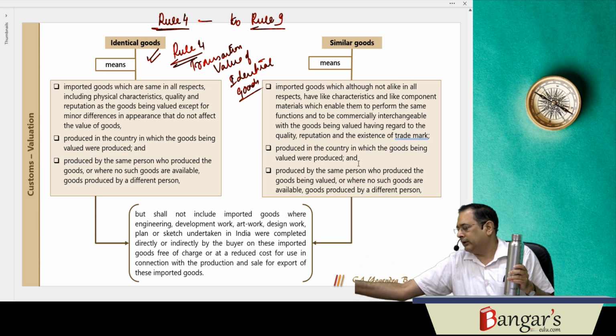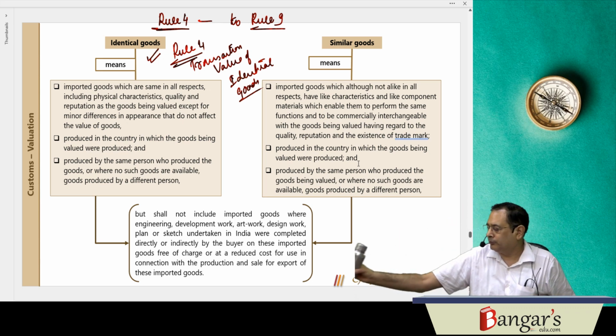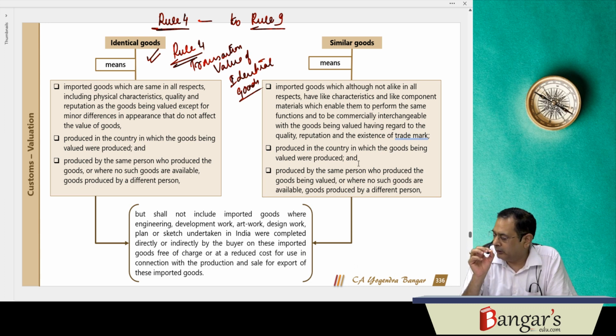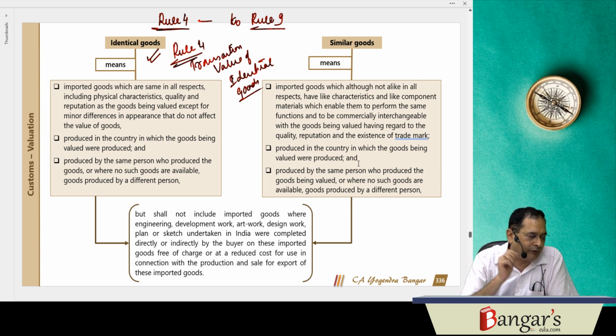So this is basically identical. So what do identical goods mean? Identical goods means imported goods which are the same in all respects, having regard to physical characteristics, quality and reputation of the goods being valued, except for minor differences in appearance that do not affect the value of the goods.